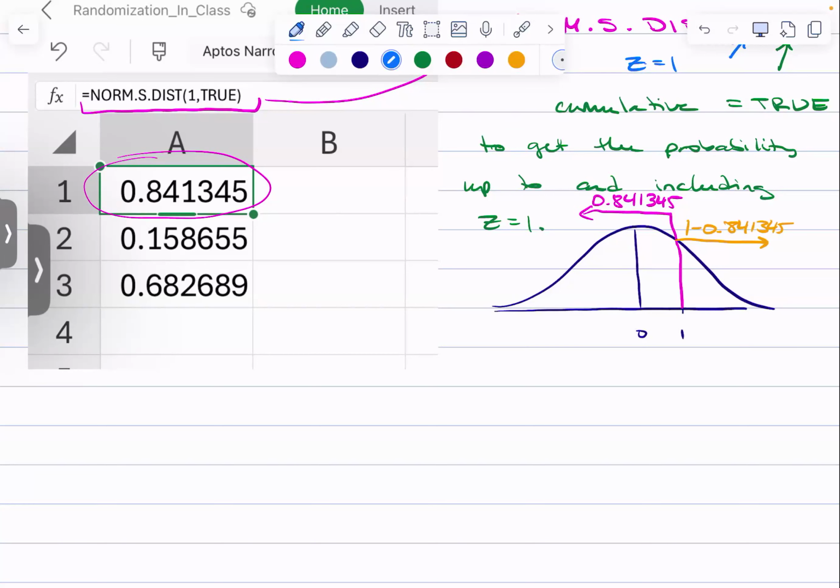Which should be the same as this, which was NORM.S.DIST of -1 and TRUE, which is 0.158655. Should be the same by symmetry.